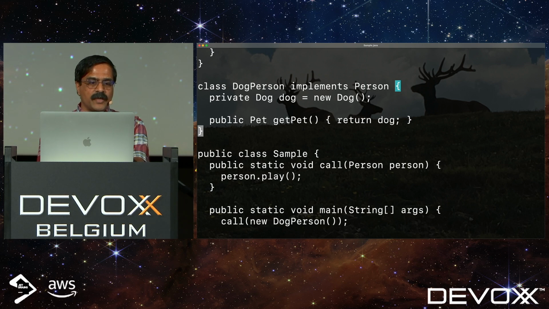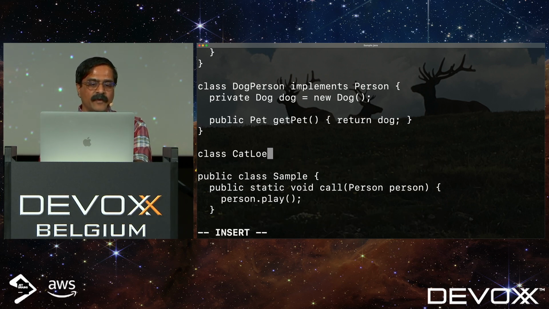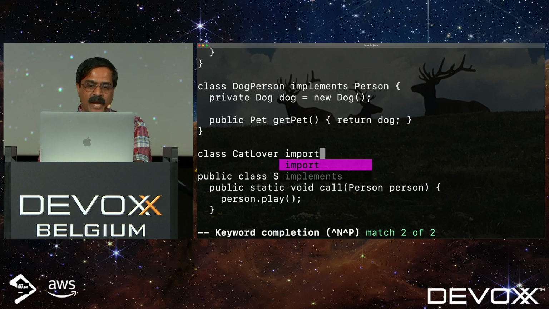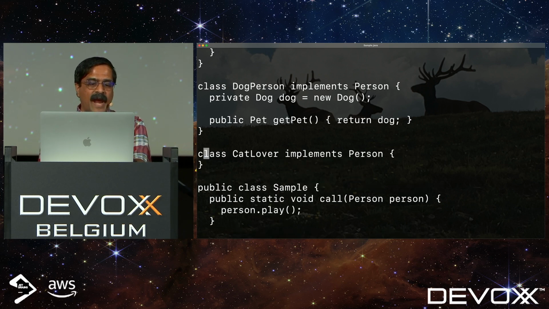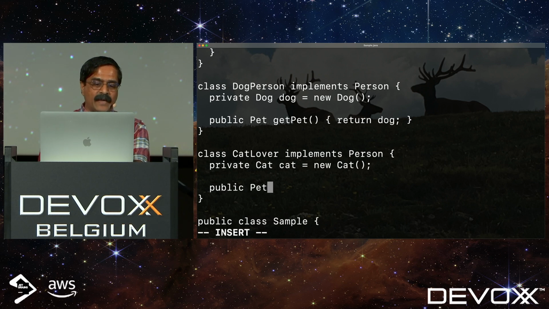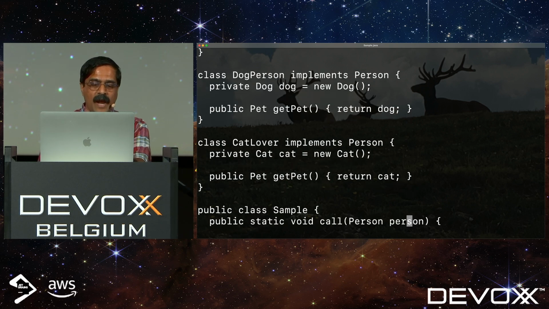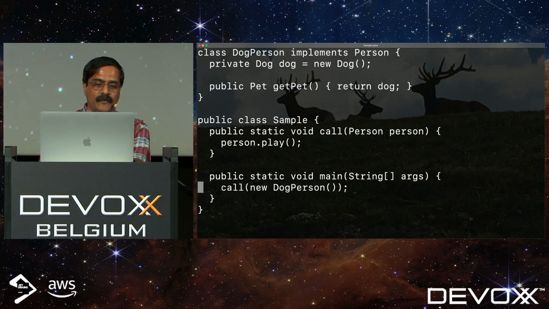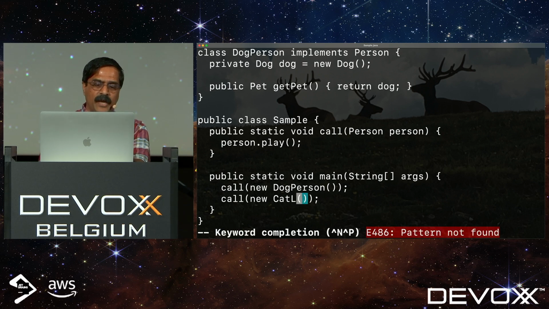On the same token, just to emphasize this, we can say class cat lover, and it implements the person interface. And I chose the name cat lover very carefully because in the case of dogs, the love is always mutual, you know that. So essentially in this case, I could say a private cat, and I could say new cat, and you can say public pet getPet, and you can return the cat that you want to return, and you could come back here and say, for example, a cat lover, so essentially you could provide that implementation like so.